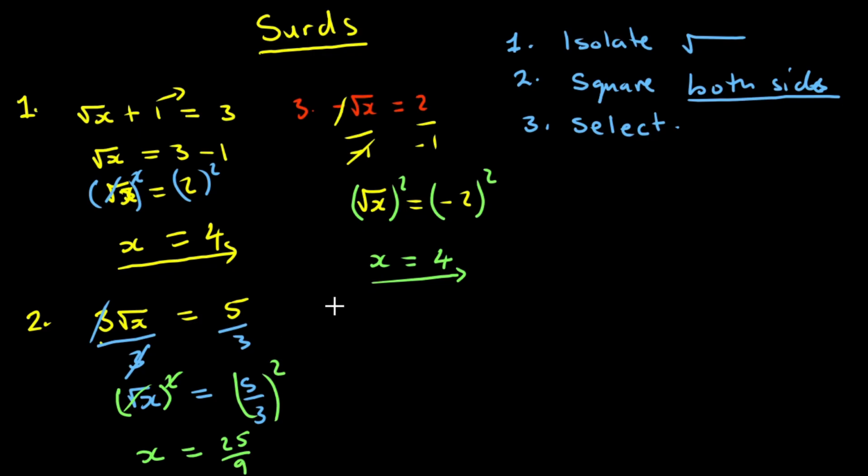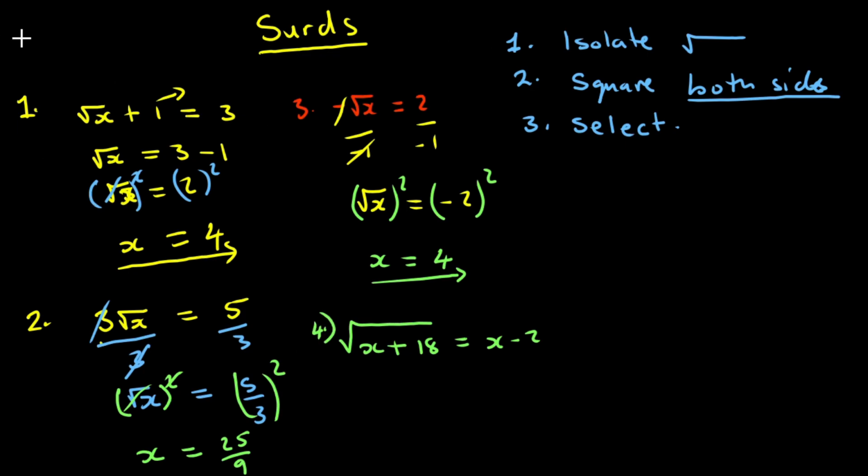From a past exam paper, November 2020, question 1.1.4, here we have the square root of x plus 18 is equal to x minus 2. Okay, let's visit our steps again.